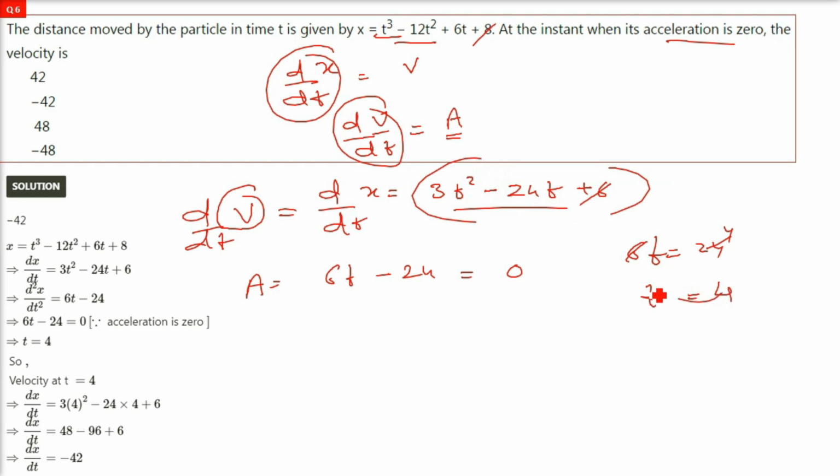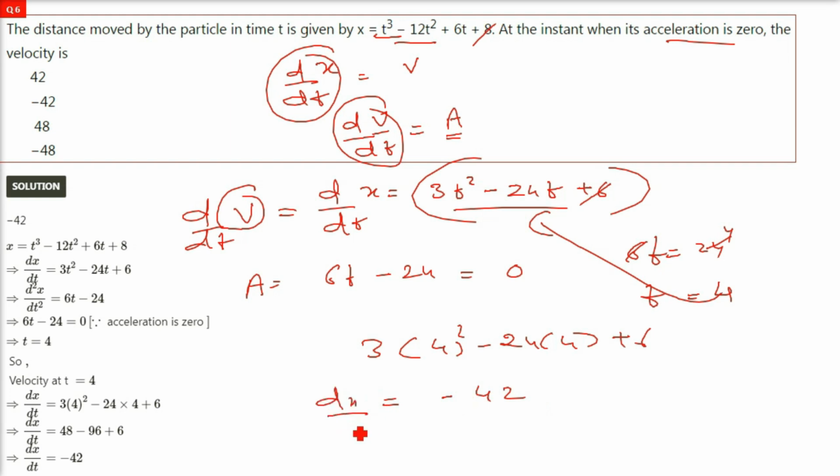Now put this t in this expression so that you get dx by dt, which is velocity. So I'm putting t as 4 in this expression. Then it is negative. So dx by dt, which is the velocity, when the acceleration is 0, this is the answer. So there is a relationship between velocity, distance, and acceleration. You need to know that. Then only you will be able to solve this.